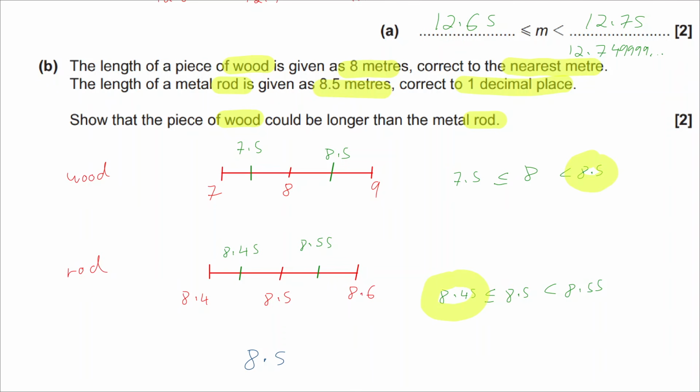8.5 is clearly bigger than 8.45. So we call this the upper bound, the biggest it can be. We call this the lower bound, the smallest it can be. Because on the face of it, 8.5 is bigger than 8, but if you actually use the upper bound of 8.5 for the wood and the lower bound of 8.45 for the rod, then the wood is bigger. The wood is bigger than the rod. Nice question.